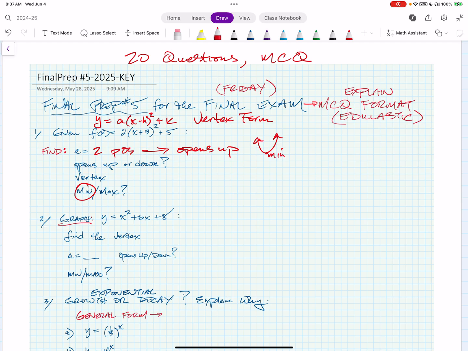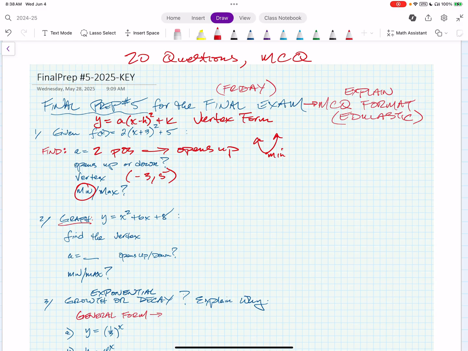Now, in a multiple choice test, they may give you 4 graphs. And in order to pick the right graph, without using Desmos, which you're not going to be able to use on this portion of the exam, you have to know whether it opens up or down. That is determined by A, and A is positive, so it opens up. We have a min, but it's also important to know the vertex. And if you look carefully here, H is -3 and K is 5. So your vertex here is at -3, 5.